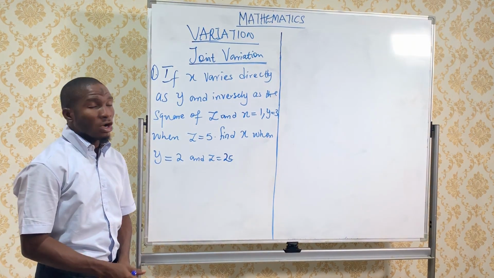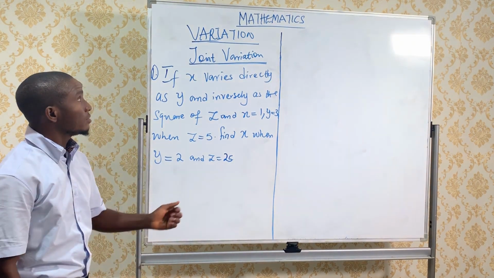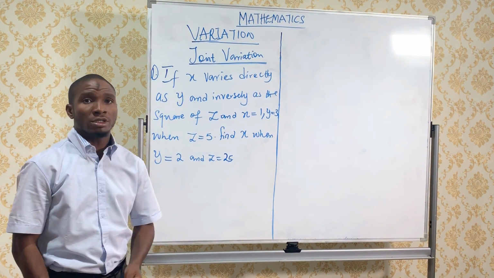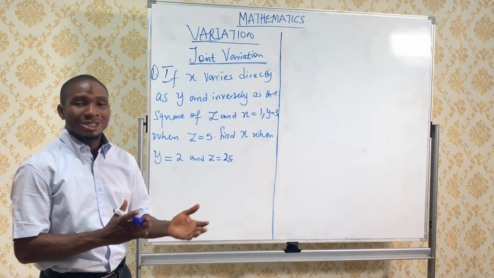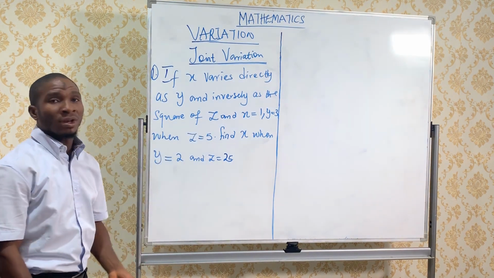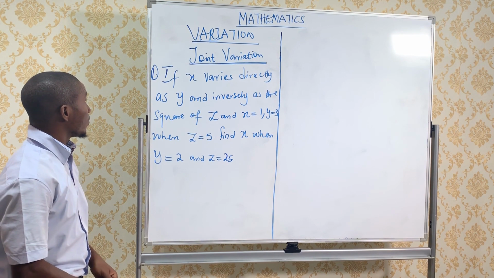Now, on joint variation. Remember, in our previous videos, we tried to explain what joint variation is. That is, it combines both direct variation and inverse variation. This is an example to illustrate that. So let's try this example.